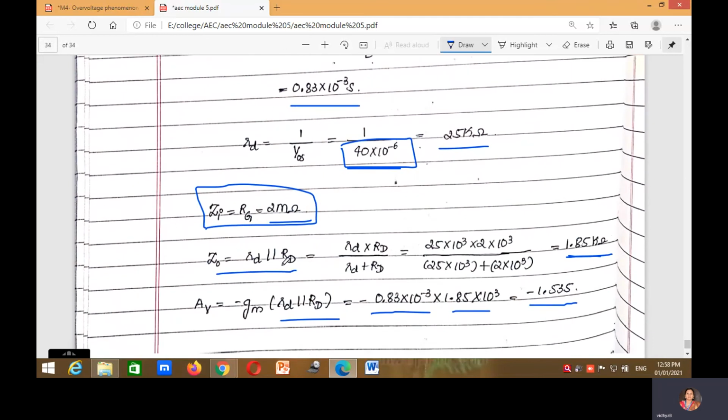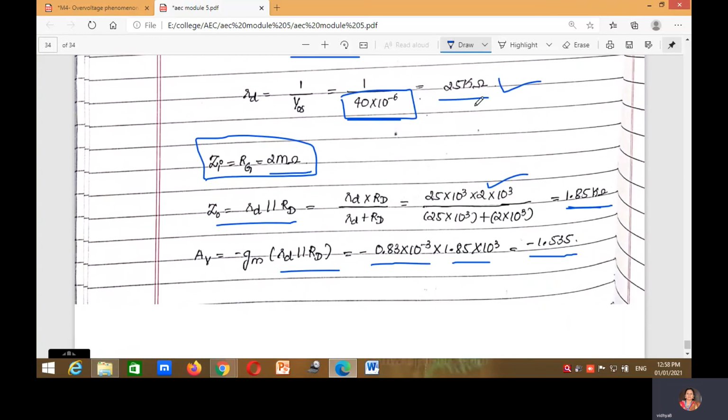Z0 is equal to capital RD parallel with small rd. We know the small rd value is 25 kilo ohm and capital RD they have given the value is 2 kilo ohm. So just parallel these two resistances, you will get 1.85 kilo ohm. Voltage gain is equal to minus gm rd parallel with capital RD. If you substitute the values, you will get minus 1.535. This completes the fifth module.